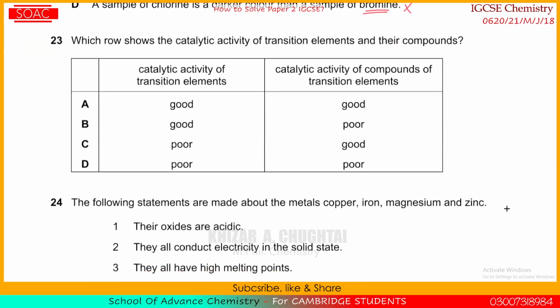Question number 23. Which row shows the catalytic activity of the transition elements and their compounds? Yes, transition elements are good catalysts. The compounds of transition metals are also good catalysts. For example, V2O5, vanadium 5 oxide, is the catalyst used in the contact process, and iron is used in the Haber process. So transition metals themselves and their compounds are both good catalysts. So A is the correct option.